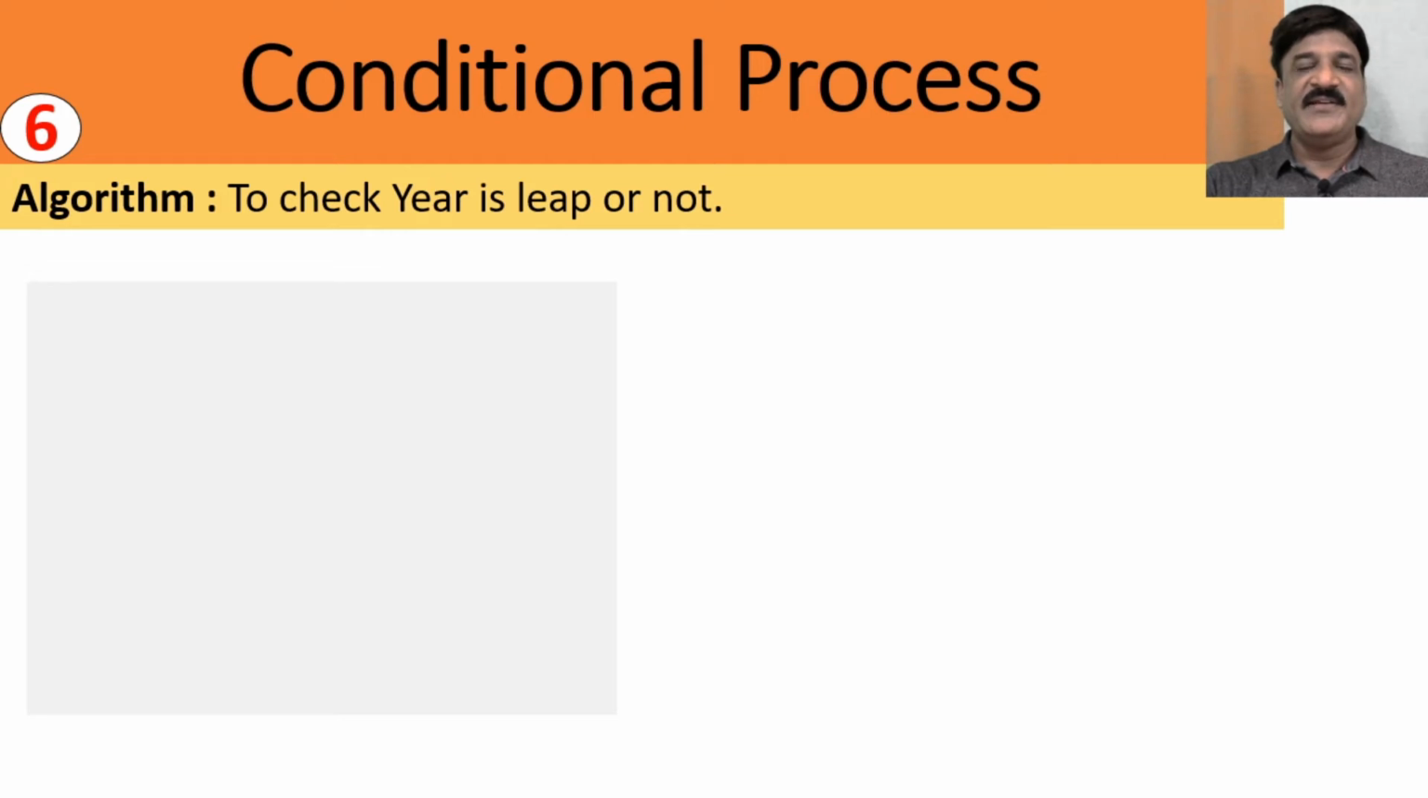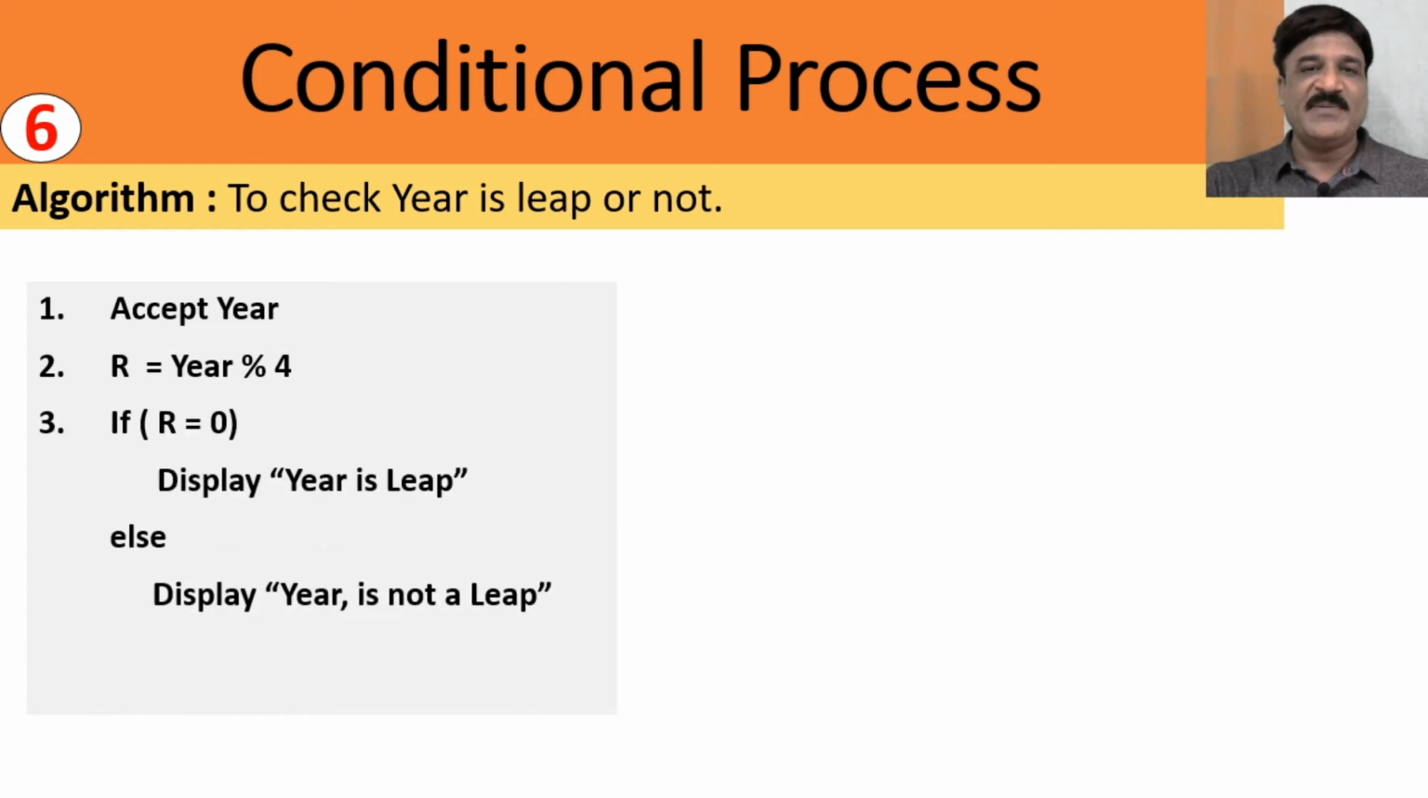Now to check whether a year is leap or not. So how are you going to check it? First of all, you need to accept the year, then divide this year by 4 and check whether the remainder is 0 or not. If it is so, it is a leap year, otherwise it's not a leap year. So observe that all the previous 3 algorithms, that is even or odd, divisible by 7, or leap year, are of the same type. In the first case we are dividing by 2, in the second case by 7, and here by 4.